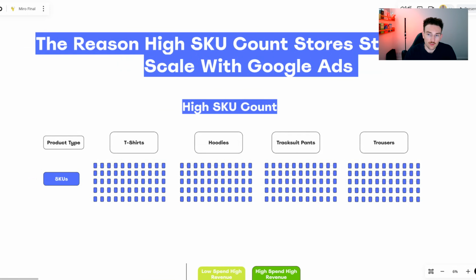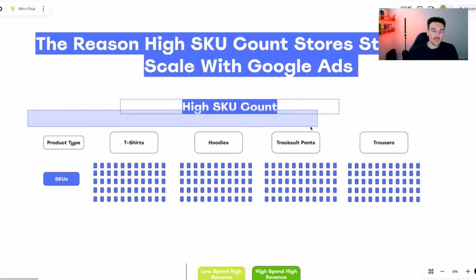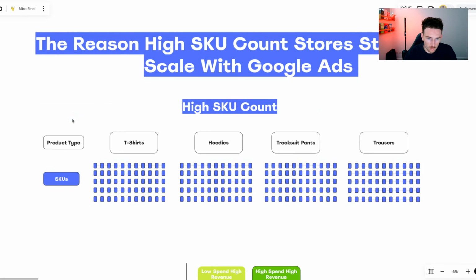The reason why high-SKU count stores struggle to scale with Google Ads, right? So this is a high-SKU count store. There are many contexts in which someone would have high SKU counts. It could be a fashion store, it could be a store that sells a number of accessories, it could be a reseller store. For example, any reseller that sells LG monitors or Nike shoes probably sells a bunch of other brands. They'd be considered a reseller and they probably have a heap of SKUs.